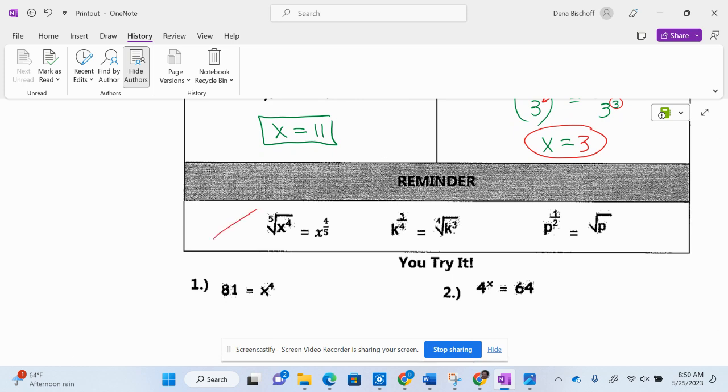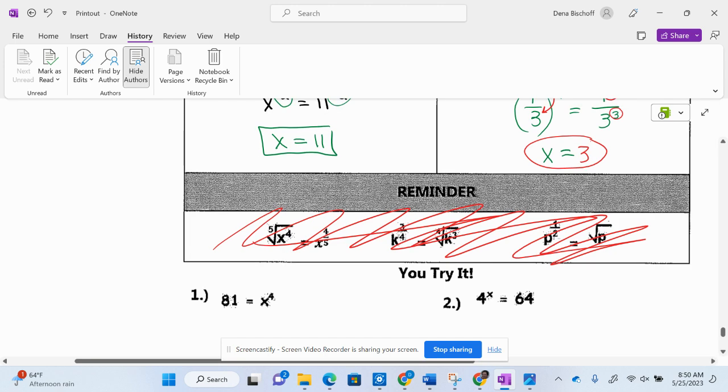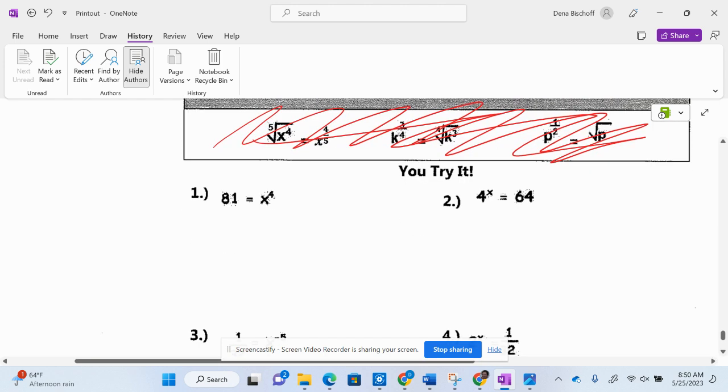And we did not do this remainder. You don't do that. We did not do that at all. So you can just scribble that out. We did not do remainders. But I am going to try to do this right here.